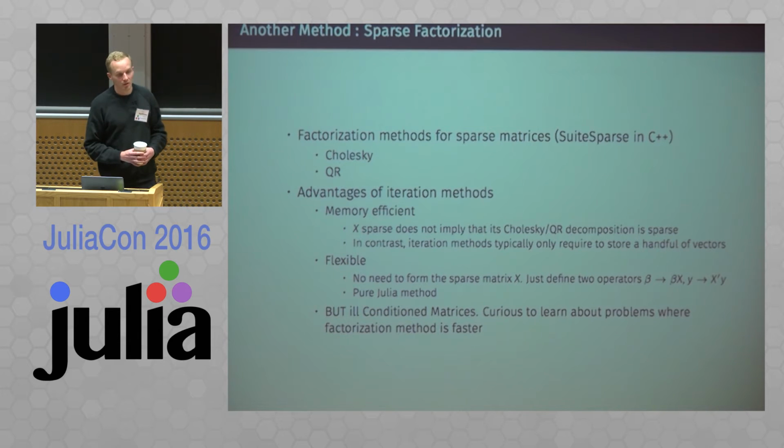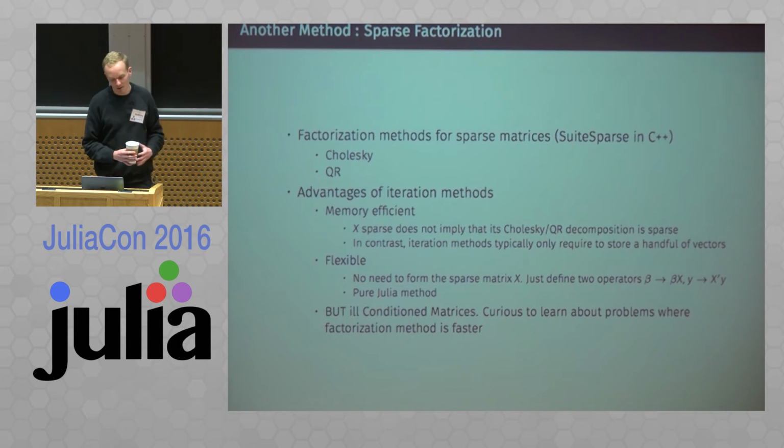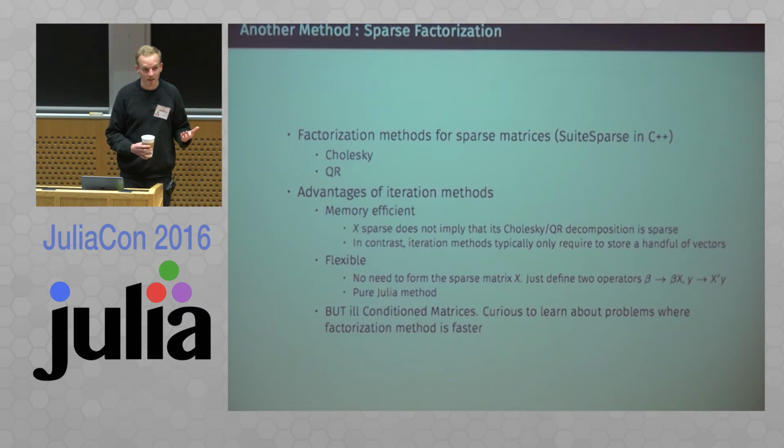I've talked a little bit to Tim Davis, who wrote SuiteSparse in C++, and he told me that for some problems, these factorizations are better. I don't think I've encountered such cases in economics, but I'm curious to learn about problems where it's better.